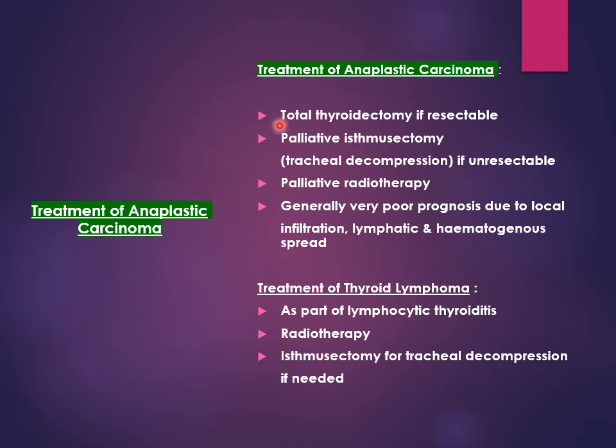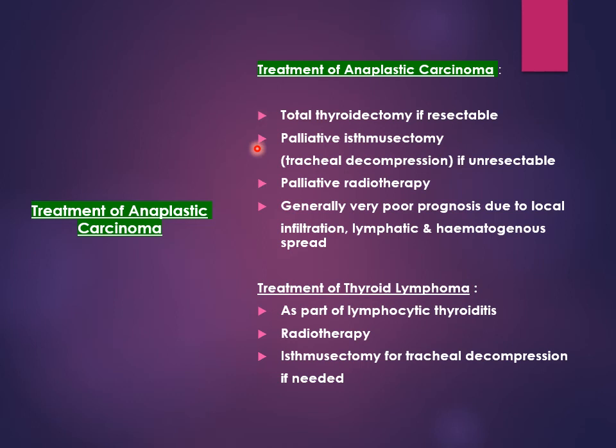Treatment of anaplastic carcinoma: total thyroidectomy if resectable. And in most cases, they are not resectable because by the time they present, they are locally advanced and infiltrate into the surrounding structures like the trachea and esophagus.